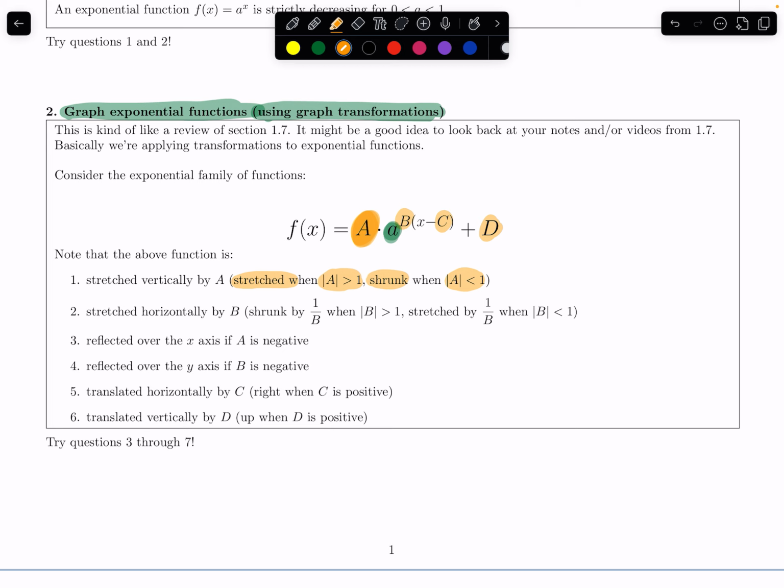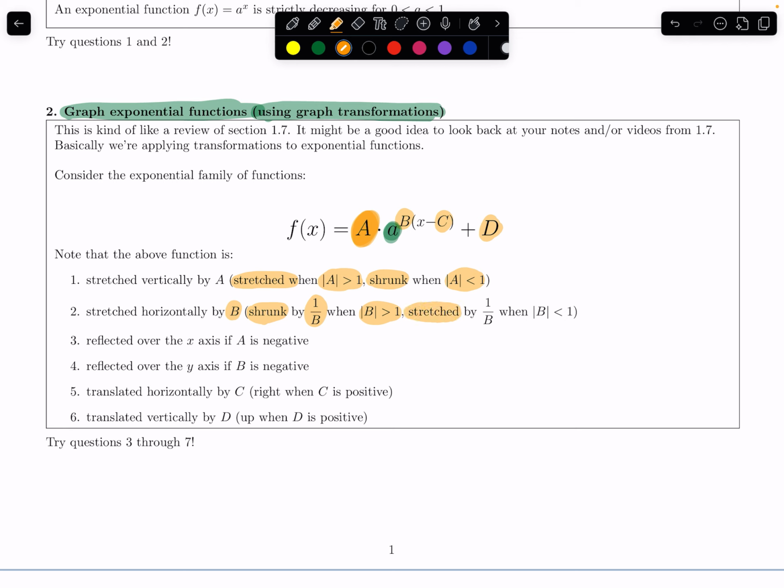All right, what about number 2? The second transformation is a horizontal stretching. But remember, when we do horizontal stretching, it's a little bit counterintuitive. It's by 1 over b. So if the absolute value of b is bigger than 1, that ends up being a shrink. And what do you shrink by? You shrink by 1 over b. On the other hand, if you have b like a half, something smaller than 1, then that ends up being a stretch.